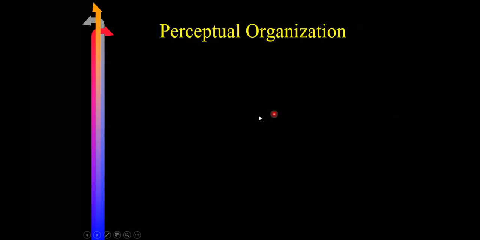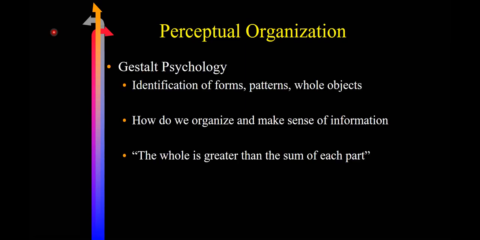Okay, so now let's look at perceptual organization. Psychologists in the early 1900s were interested in just how we actually organize sensory information. These psychologists identified that the way we do this, we identify the various forms, patterns, and whole objects by using certain rules of perceptual organization. Now, we don't do this consciously. It all happens at an automatic level for us.